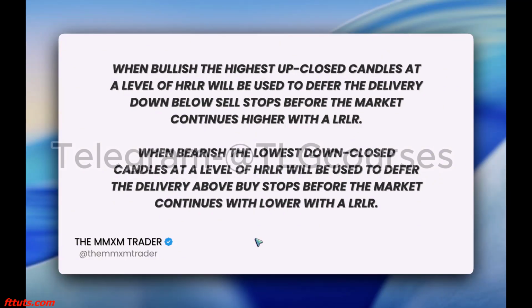When bullish, the highest up close candles at a level of high resistance liquidity will be used to defer the delivery down below sell stops before the market continues higher with a low resistance liquidity run. When bearish, the lowest down close candles at a level of high resistance liquidity will be used to defer the delivery above buy stops before the market continues with a low resistance liquidity run.